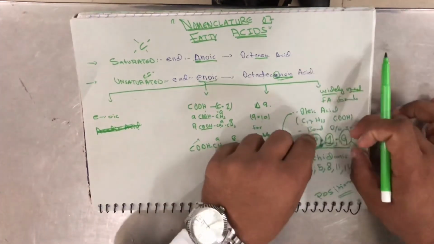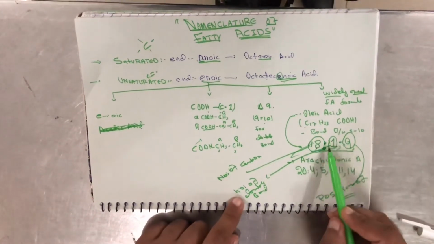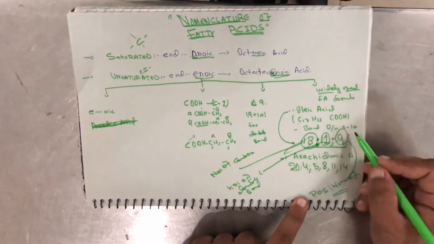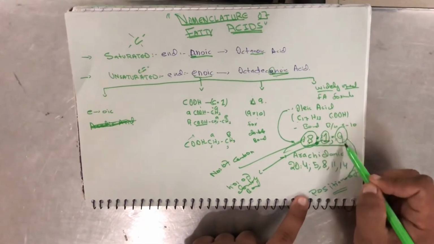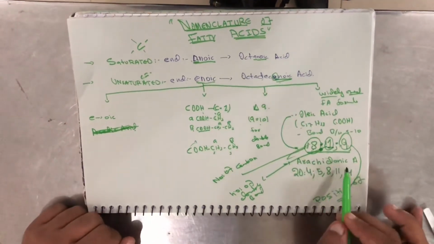If somebody gives you this formula, you will understand that there is an element which has 18 carbon and 1 double bond, which is located between 9 and 10. So in the case of oleic acid, there's 1 double bond, and it's between 9 and 10. All right. Another example is arachidonic acid.